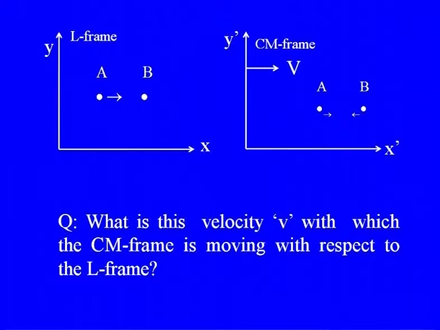So what's this velocity with which the center of mass is moving with respect to the lab? How can we estimate it? With the help of known quantities, like the mass of the particles in the lab system and the linear momentum of the particles in the lab system. Okay, so let's find it out.